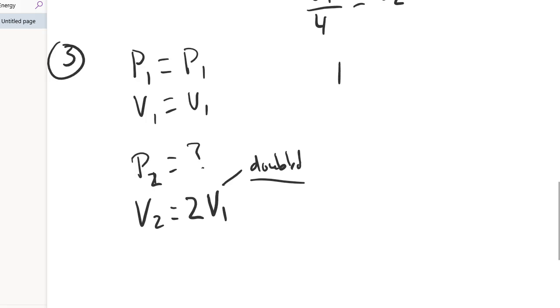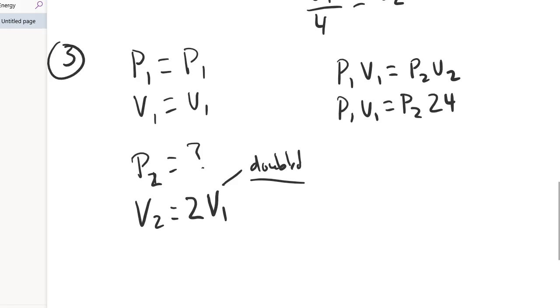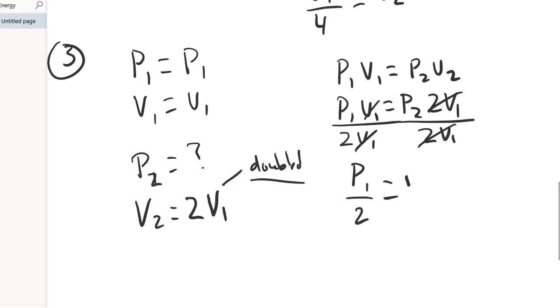Now let's do our equation. P1 V1 equals P2 V2. We substitute in: P1 V1 equals, instead of P2 V2, we're going to put P2 times 2V1. Again, to solve for P2, you have to divide by 2V1 on this side and do the same thing on the other side. This would cancel there. V1 canceled here, and so we have P1 over 2 equals P2.